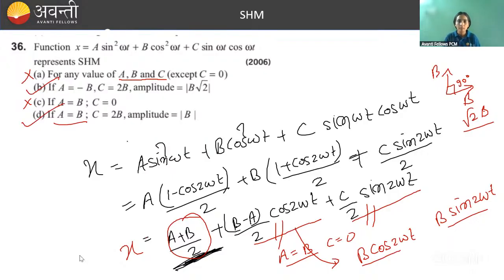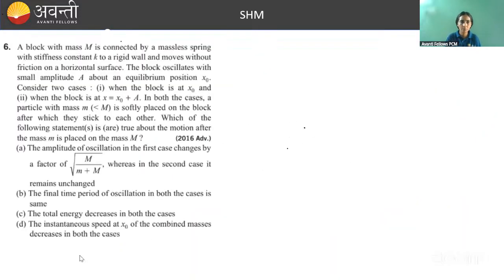ठीक है? I hope now you're clear about in any equation of SHM, if you're getting constant term, how to go around it, how to deal with it. ठीक है? Now let's do this question. Everyone read it carefully and let me know. ठीक है? I'm here only.